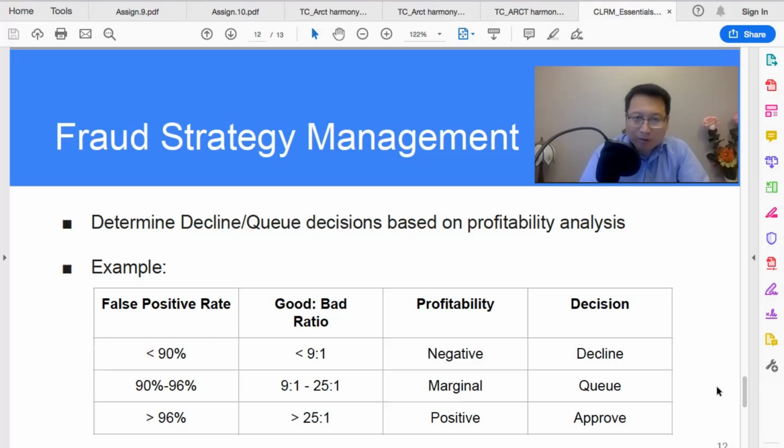That's equivalent to a good bad ratio of more than 25 to 1. There are still some bad accounts, but usually they're all good, so profitability is very positive. In this case, you just approve all of them, knowing that there might be one bad egg out of 50 or 100 good accounts, but that's part of the business. That's the cost of doing business. So that's the example of how we look at the false positive rate or good bad ratio to drive the approval, decline, or referral decision.